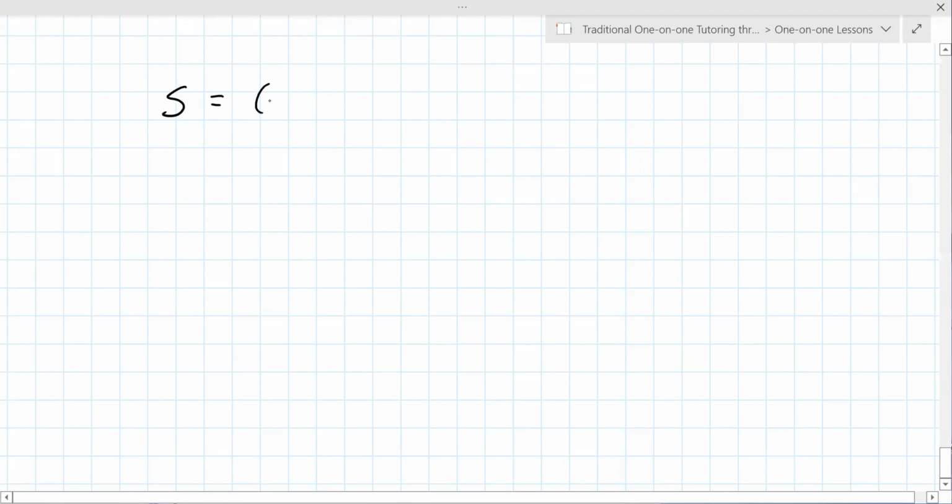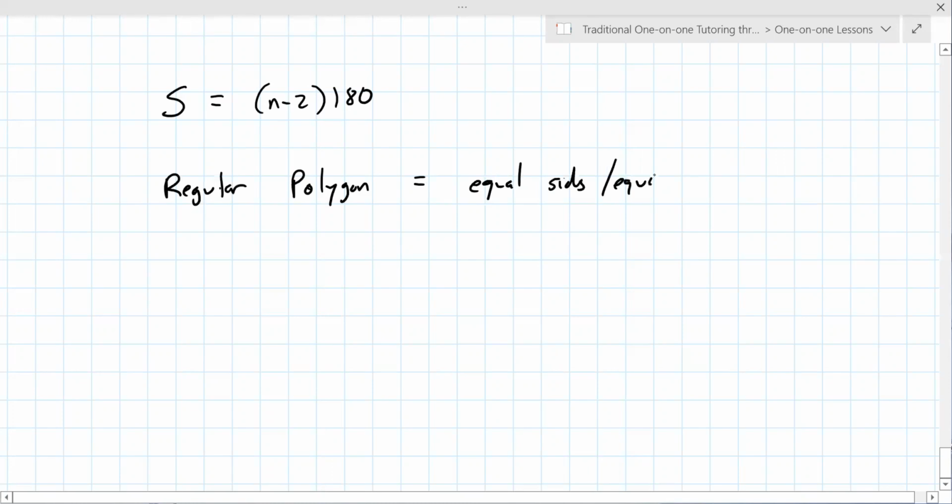But there's a couple of formulas you need. We already talked about one. The sum of the interior angles is n minus 2 times 180. Now for a regular polygon, do you understand what I mean by regular polygon? So equal sides, equal angles. Okay, the interior angle, I'm going to just call it x. The interior angle is n minus 2 times 180 divided by n.